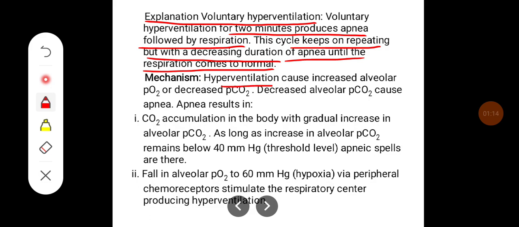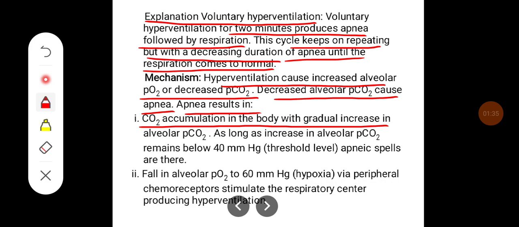Mechanism: hyperventilation causes increased alveolar PO2 and decreased PCO2, and decreased alveolar PCO2 causes apnea. Apnea results in carbon dioxide accumulation in the body, with a gradual increase in the alveolar PCO2. As long as the alveolar PCO2 remains below 40 mmHg, that is the threshold level, apneic spells will be there.